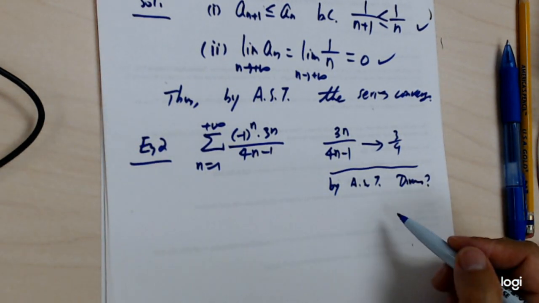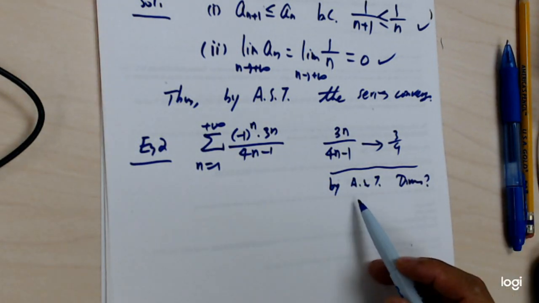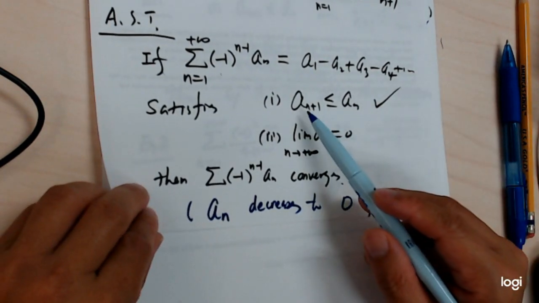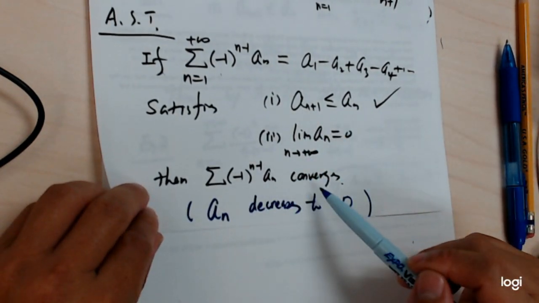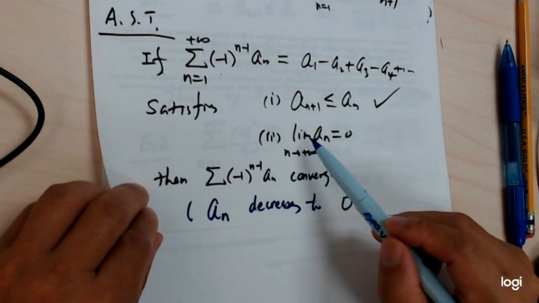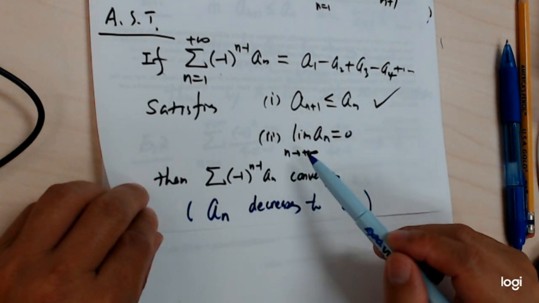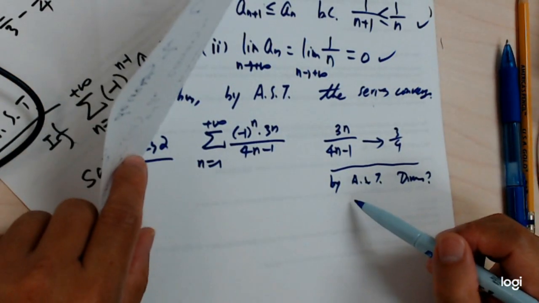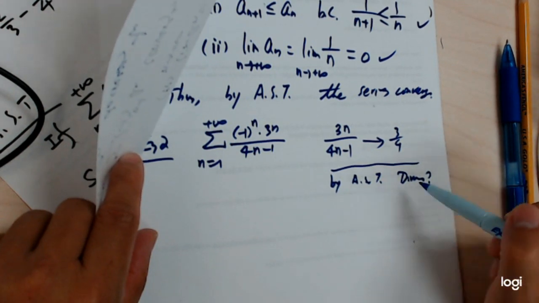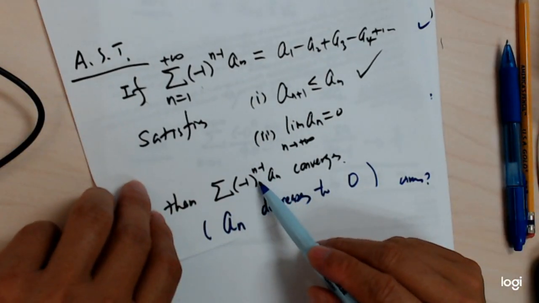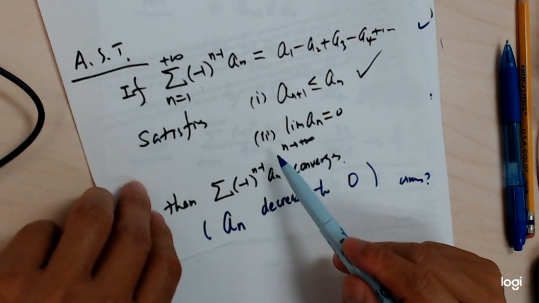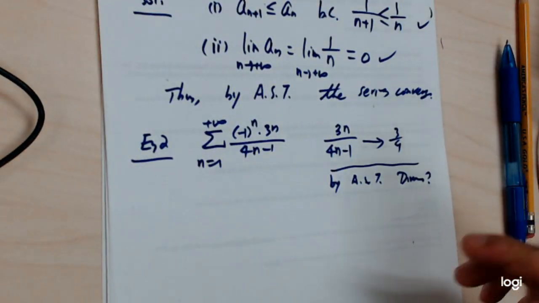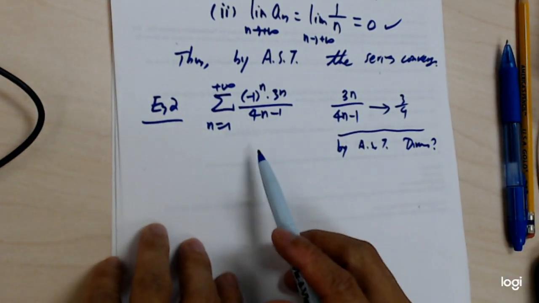Now, however, notice we can't use this as a reason. I can't use the alternating series test to say a series diverges, because the alternating series test only gives you conditions under which the series converges. It does not say what happens if those conditions are violated. It does not say under what condition the series diverges. So you can never say, hey, by the alternating series test, the series diverges. That's not how it works.